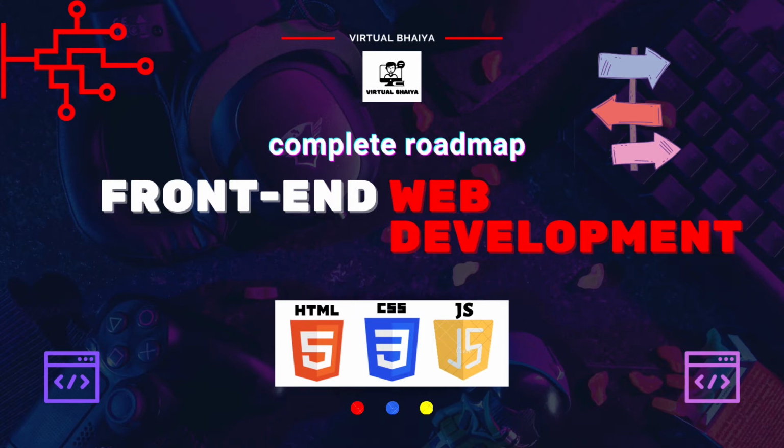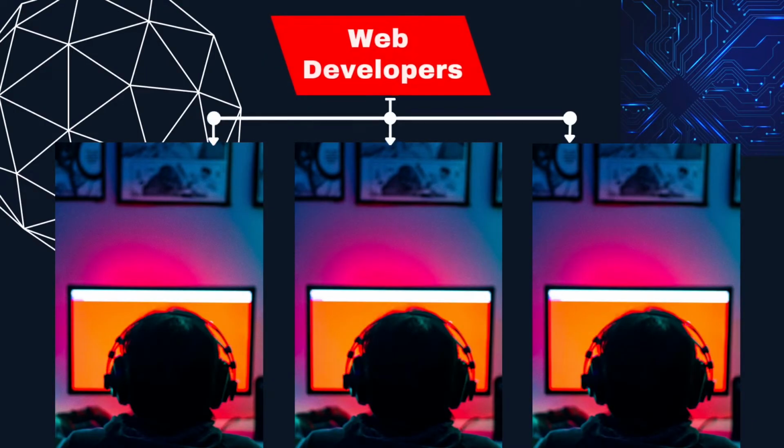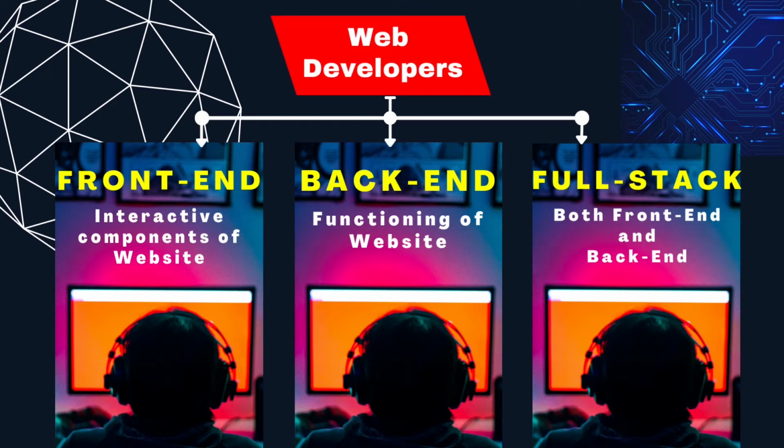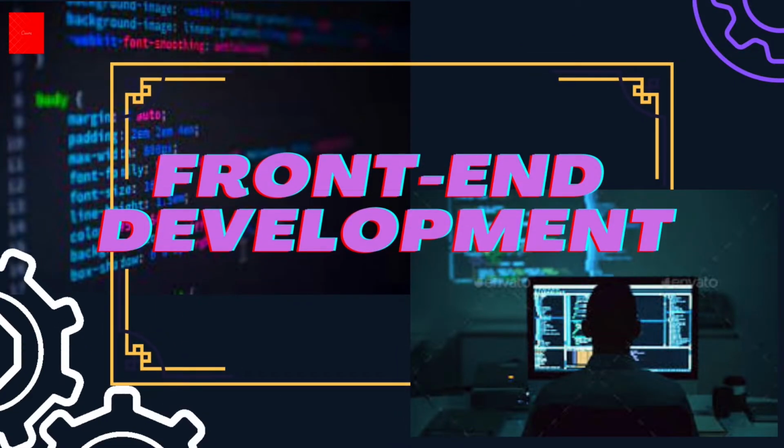Before starting, let's know something about web developers. So basically there are three types of web developers. Front-end developers, those who are responsible for creating the look, feel and the interactive component of a website. Back-end web developers, those who are responsible for the complete functioning of the website. And full-stack web developers. These developers are expert at both the front end and back end. They can literally create an entire functioning website themselves. Well, in this video, we'll only focus on front end development.